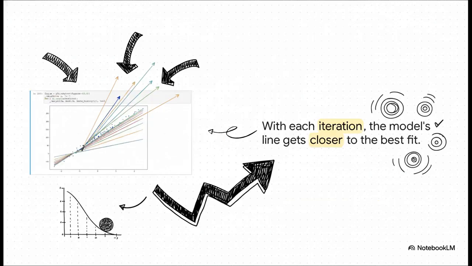And you can literally see that downhill walk happening right here. Each of these lines is one of those steps the algorithm takes. It starts with a pretty random guess, and with every single step, it adjusts the line just a little bit, getting closer and closer and closer to that one perfect line that has the lowest possible error.